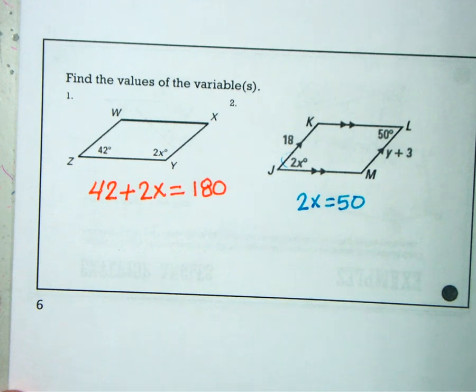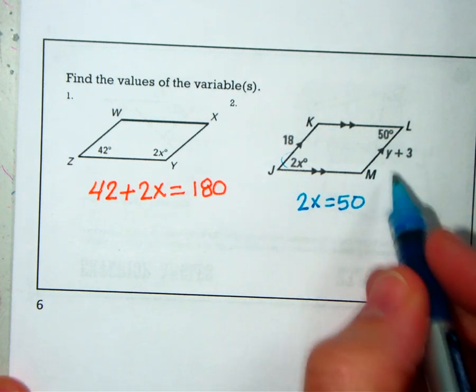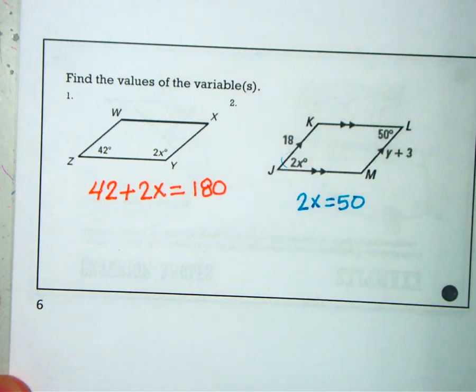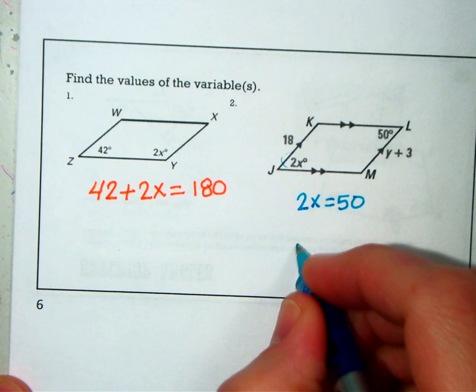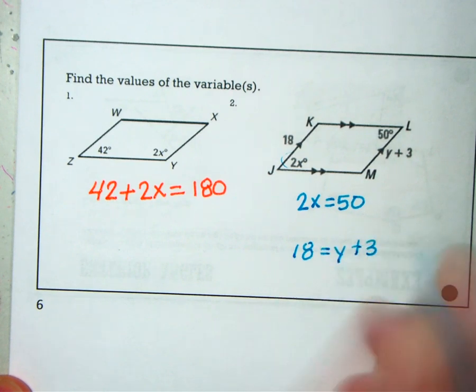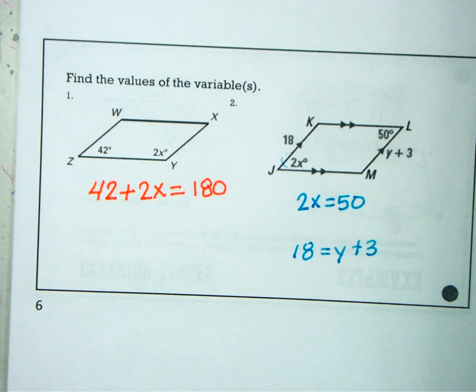Okay, one more variable. We've got this y. So that y plus 3 is opposite of this 18. So those we would set equal as well. And we would solve it. Okay, so far so good, right? Pretty easy. Most of those properties you either knew already or you could have guessed them.